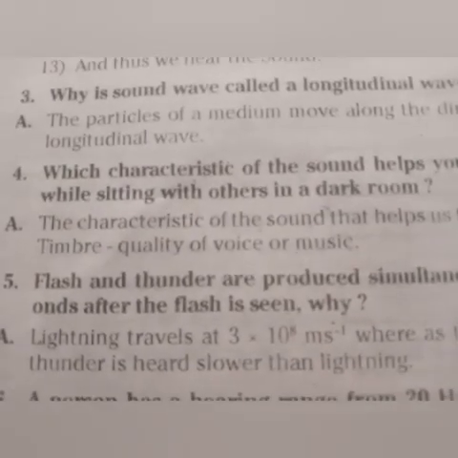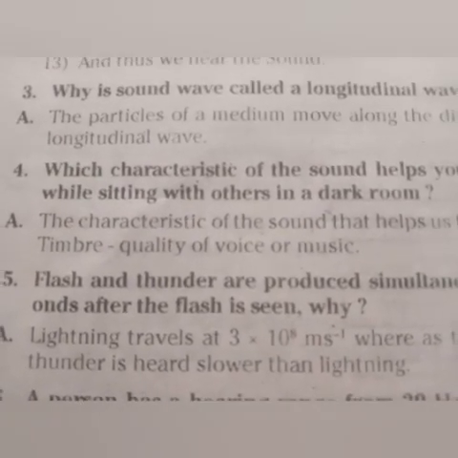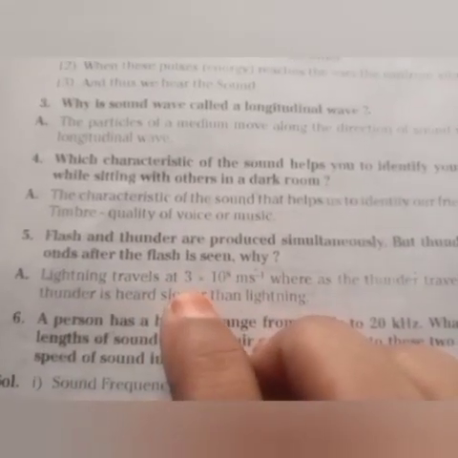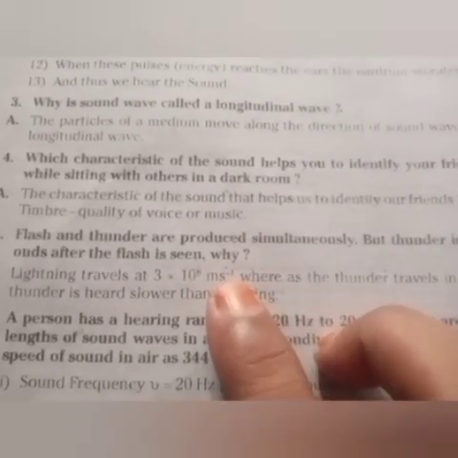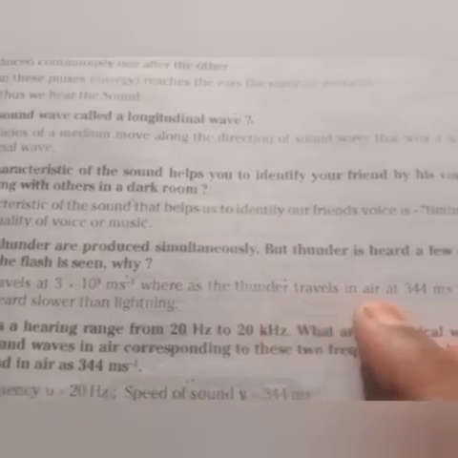Fifth question. Flash and thunder are produced simultaneously, but thunder is heard a few seconds after the flash is seen. Why? Answer. Lightning travels at 3 × 10^8 m/s, whereas thunder travels in air at 344 m/s. So, thunder is heard later than lightning.